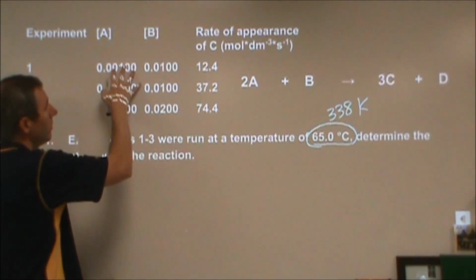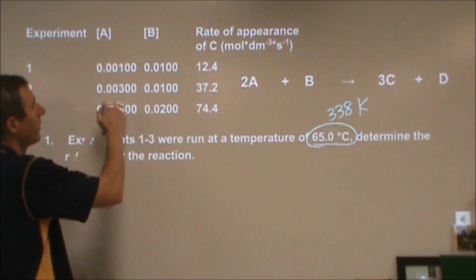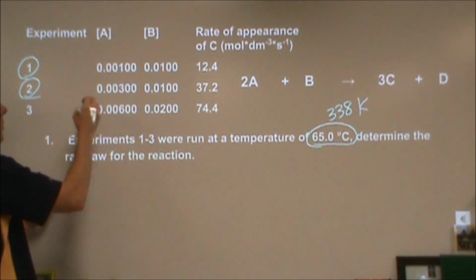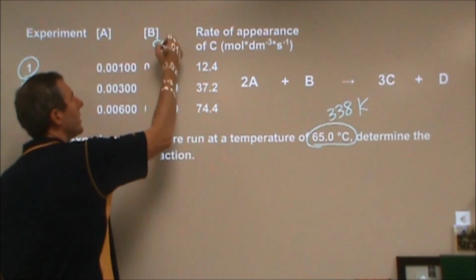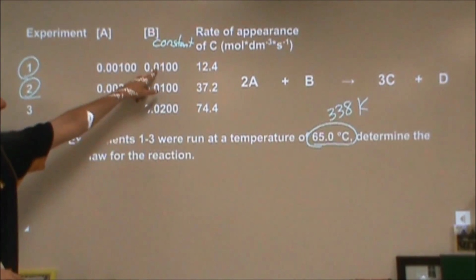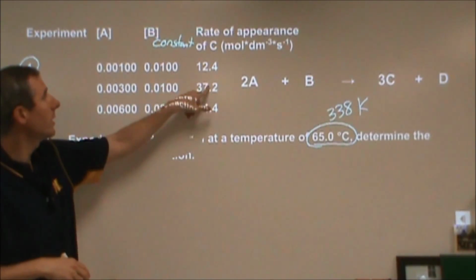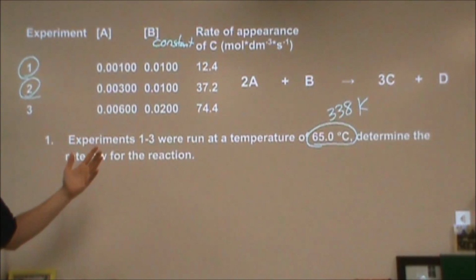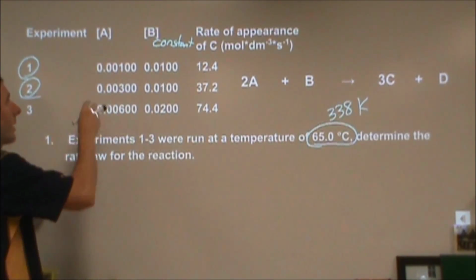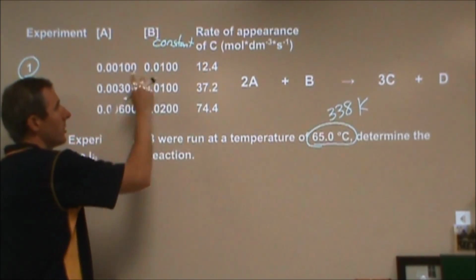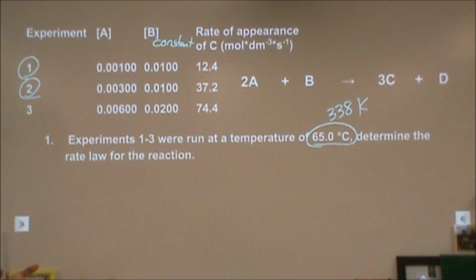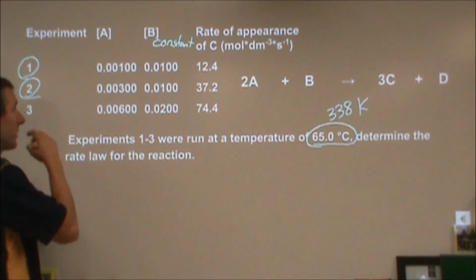What a lot of people will do is look for situations where there are two experiments, in this case numbers 1 and 2, where something is held constant. So B is held constant in concentration between experiments 1 and 2. It stays the same, and therefore the rate is not going to change because of the concentration of B. A, on the other hand, is changing. So we can look at how much A's concentration changes, how much the rate changes, and then compare those two to figure out what the appropriate exponent is.